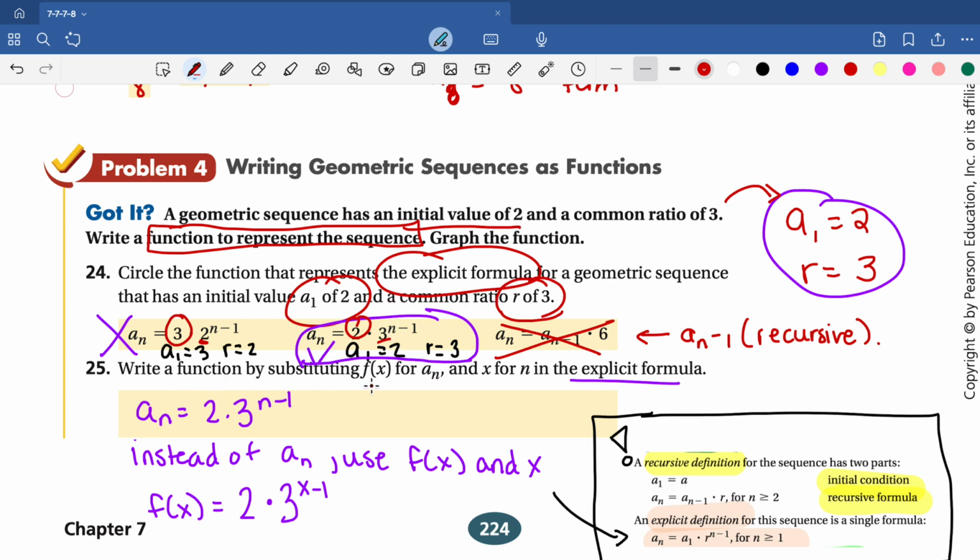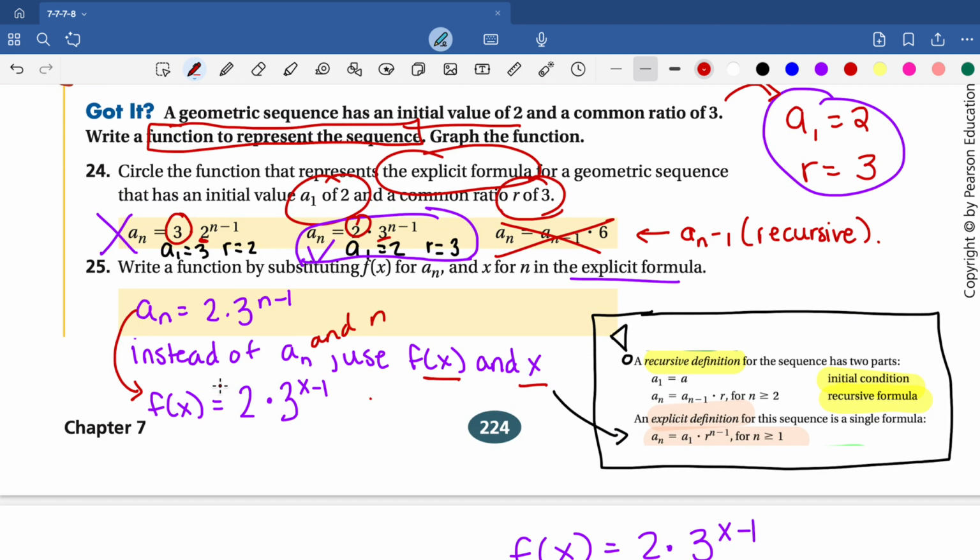So when we write a function, we're basically just going to substitute a sub n, and we're going to write f of x instead. So instead of a sub n and n, use f of x and x. So wherever we see a sub n, we're going to substitute f of x, and wherever we see n, we're going to substitute x. And so when I rewrite that, everything stays the same. We're just changing the variables. So a sub n becomes f of x, and n becomes x right there. Okay? And that's your equation.